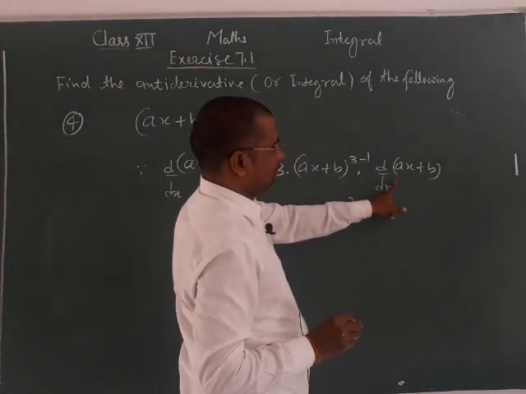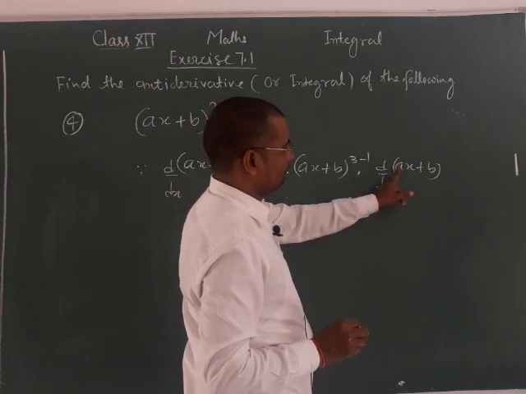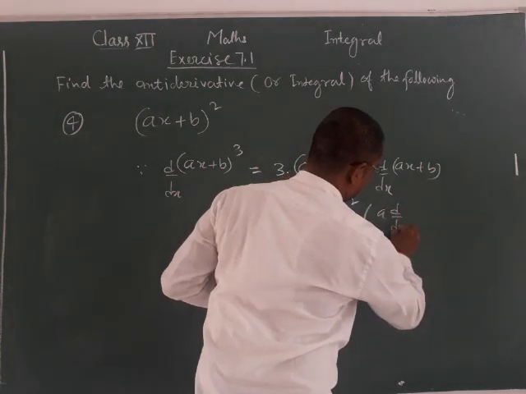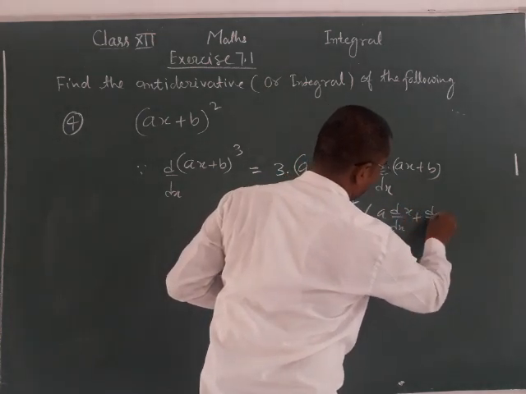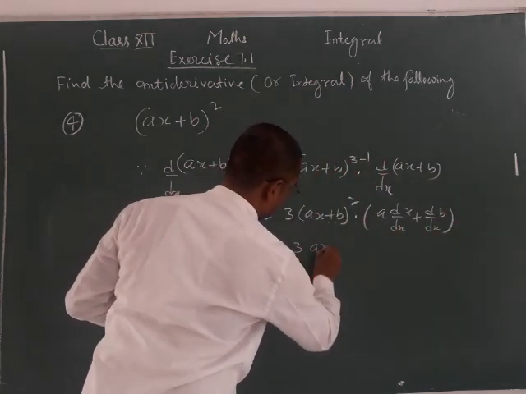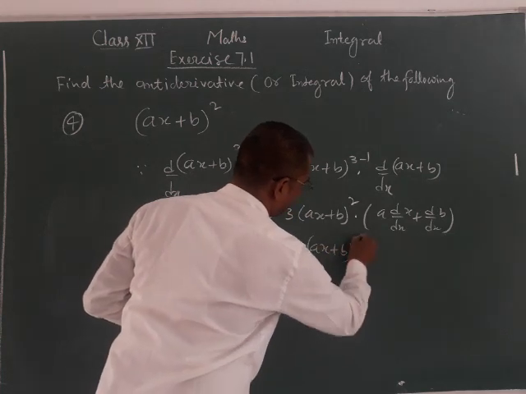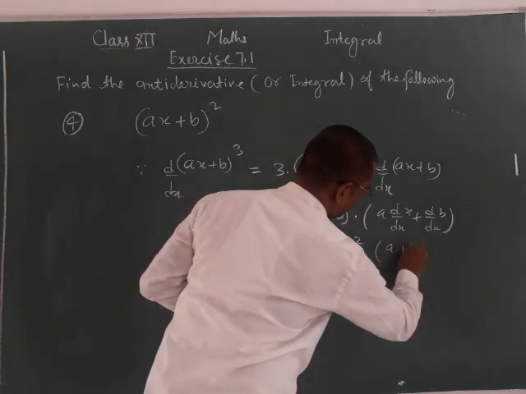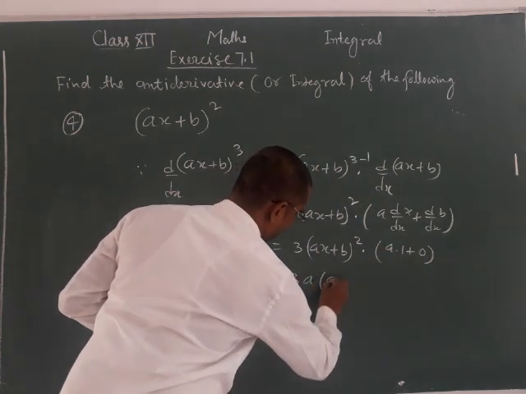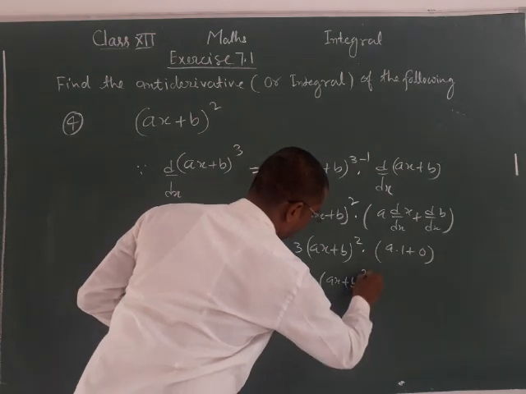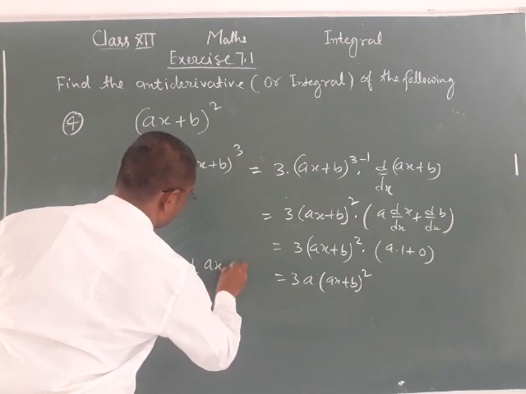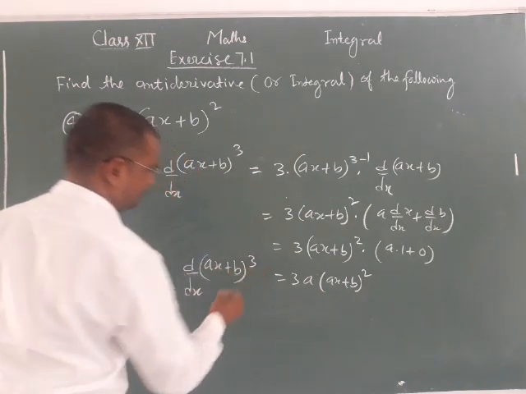Taking a common out, the derivative of a d upon dx of ax plus d upon dx of b. So now 3 (ax plus b) to the power 2 into a into 1 plus 0. So 3a (ax plus b) to the power 2. So d upon dx (ax plus b) to the power 3.